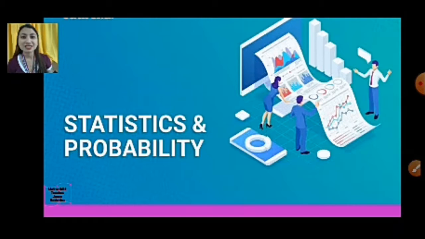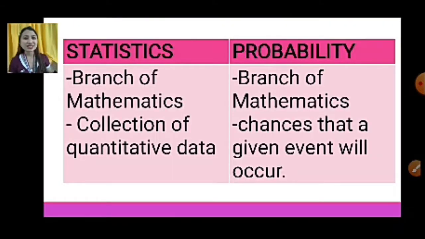So let's define statistics. Statistics is a branch of mathematics, and probability is also a branch of mathematics. But statistics is a collection of quantitative data. Students, are you familiar with quantitative data? Who among you encountered this word? I know you encountered this in grade 10 maybe. So, what is quantitative data? Quantitative data is a number. So, it is a collection of numbers. And then when we say probability, it is the chance that a given event will occur.